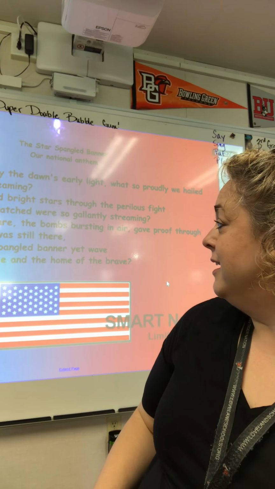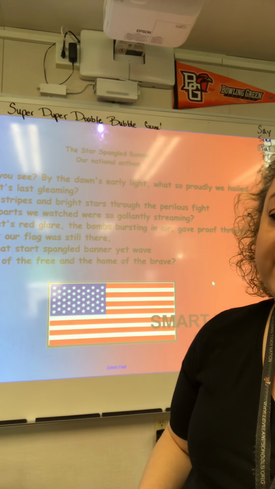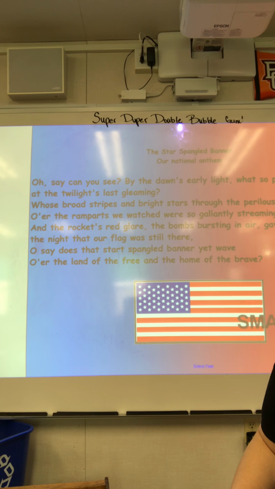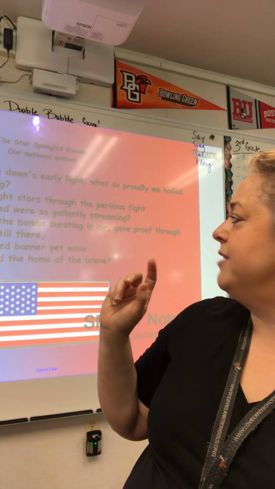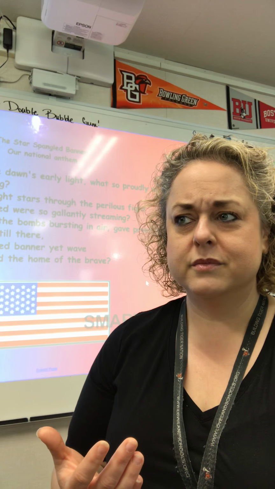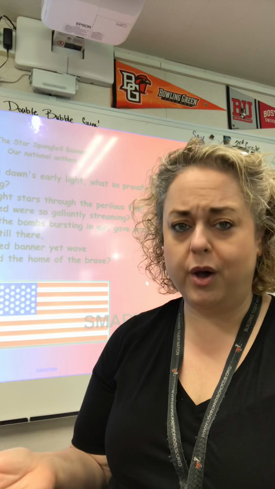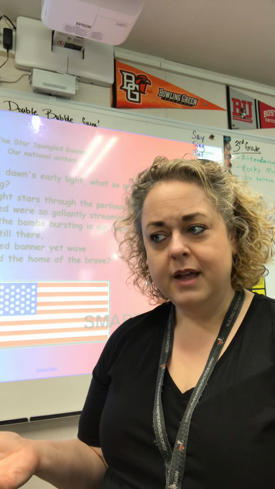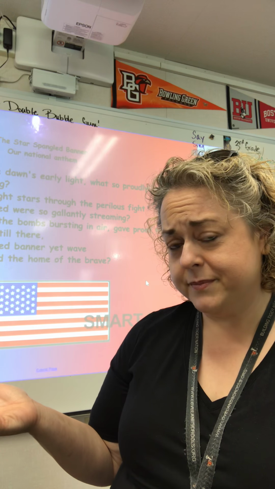And the rocket's red glare, the bombs bursting in air, gave proof through the night that our flag was still there. Oh, so they're talking about a flag. I bet you guessed it. But what does this mean? And the rocket's red glare and the bombs bursting in air. How can a rocket's red glare and a bomb bursting in air prove or show that a flag was still there? Did the bombs run into the flag? And there was a big clangety clang? Is that what happened? No.